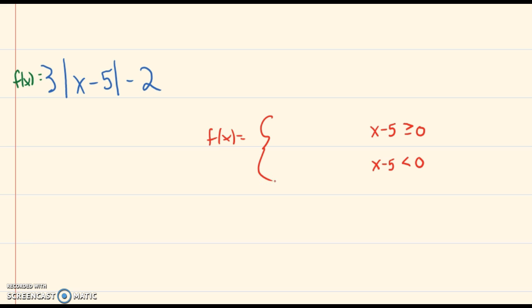So once again, positive case, nothing really happens. I take that absolute value, it's still positive. Effectively, I just drop the bars, and it turns into parentheses. The absolute value turns into the quantity x minus 5.